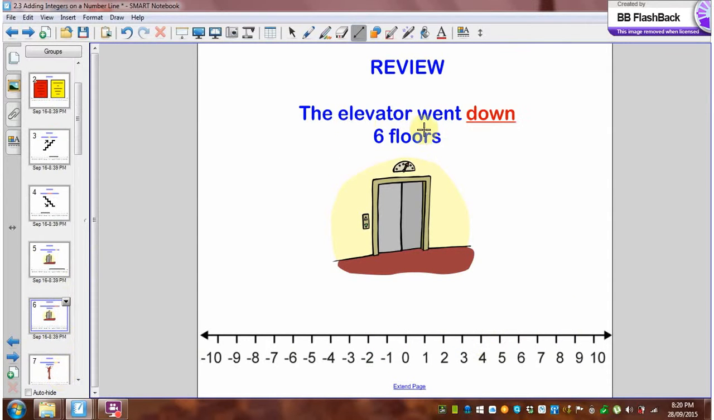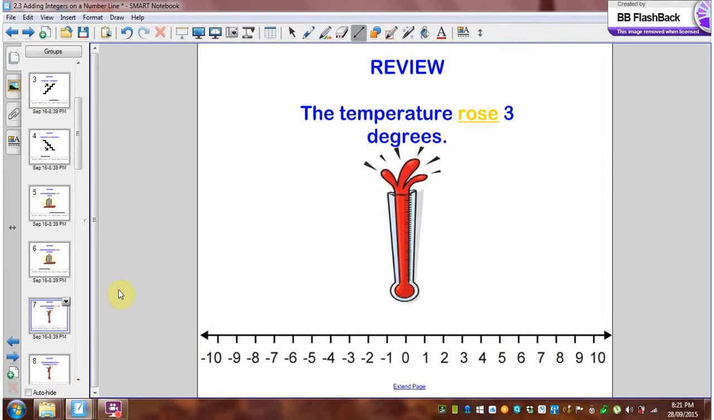Okay, the elevator went down 6 floors this time. So we started at 0 and we go down 6. So we go to the left 6, or down to a negative 6. Again, no need to write any of this down, just follow along.